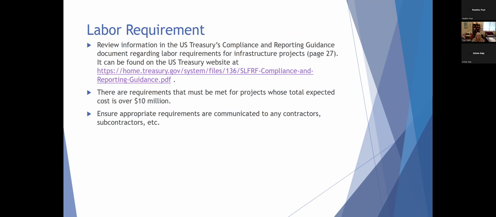The labor requirement, we recommend that you review the U.S. Treasury's compliance and reporting guidance document regarding labor requirements for infrastructure projects. It's on page 27. You can find it by clicking the link that's in our presentation. There are requirements that have to be met for projects whose total expected cost is over $10 million. Make sure that you are including the appropriate requirements in any of your contract documents and that you are communicating those to contractors and subcontractors.